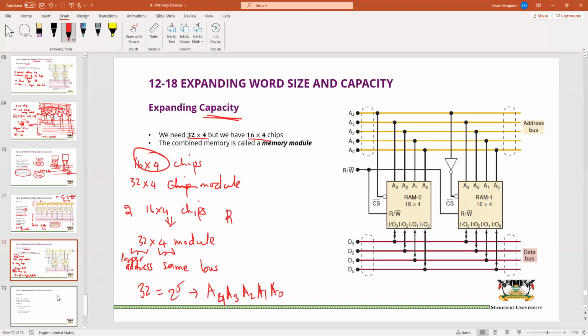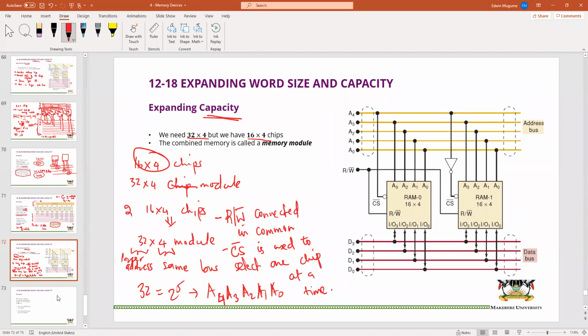Now, the read-write is connected in common. Okay, so this is maintained, but the chip select is used to select one chip at a time, right? Even if we had 5 chips, 4 chips, 20 chips, whatever, we need to be considering one chip at a time, and we use the chip selects to make sure that we can select only one or activate only one chip at any given moment in time.